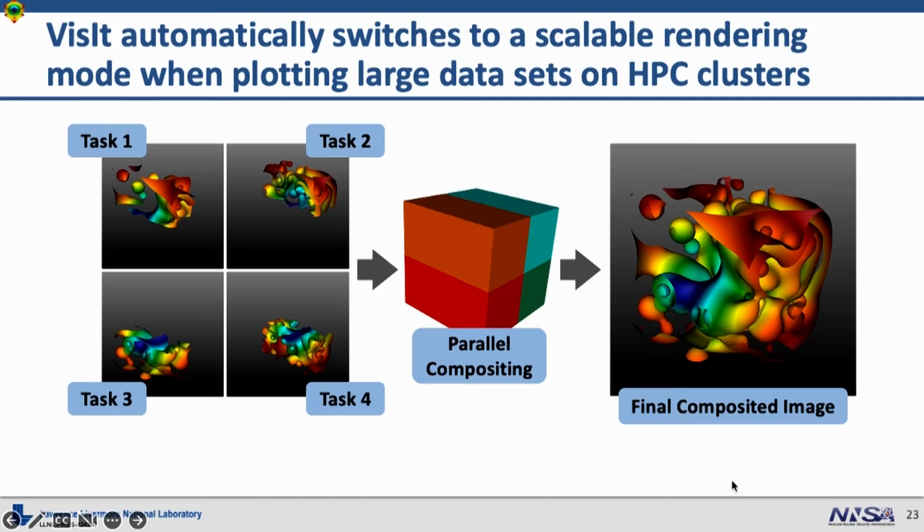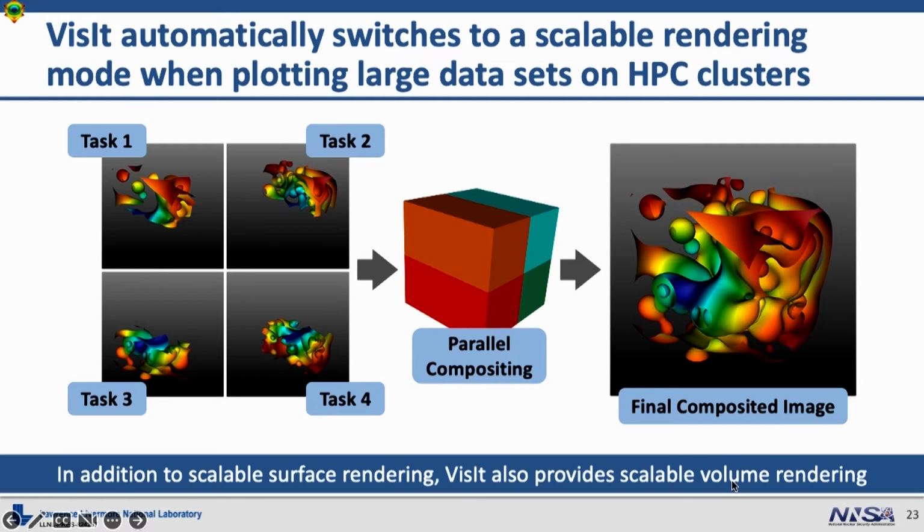To do things distributed memory parallel, you have to have special algorithms, right? Rendering is one of them. You can render the individual pictures of all those pieces, but then you have to occlude things based on depth, et cetera. So we have parallel compositing to make sure you get the right picture. Our volume rendering also does this in parallel.